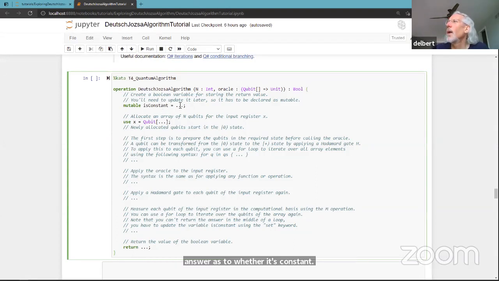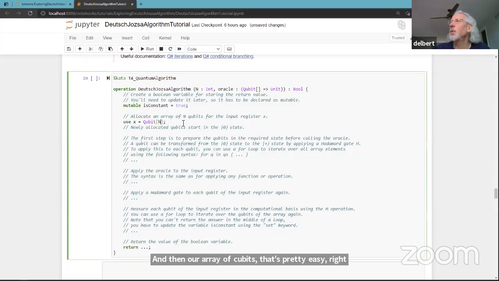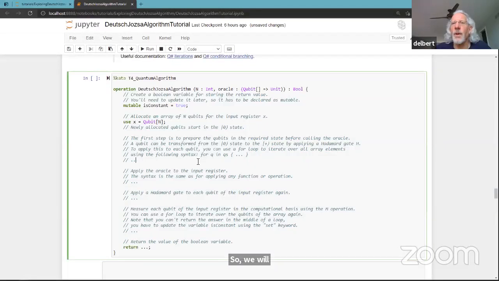All right, so we're going to start out with setting isConstant to true, and then our array of qubits. That's pretty easy, right? We just put N in there, and that'll use N qubits, whatever that is. And very important, we're guaranteed that our qubits all start out in the 0 state. So we like that.